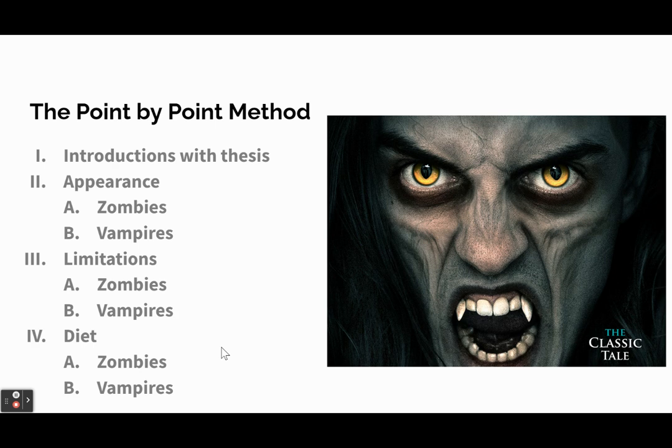Vampires, on the other hand, generally are limited to the fact that they cannot come out in the daytime. There are usually limitations. They cannot enter a household unless they're invited. And then I'll go to the diet. Both like humans. Zombies, however, seem to prefer brains. Vampires seem to prefer blood. There's my essay. A little bit disjointed. It's a first draft. We'll keep going from there.